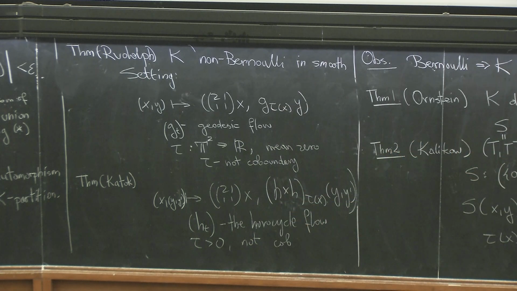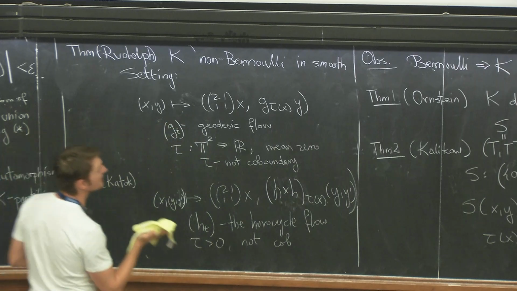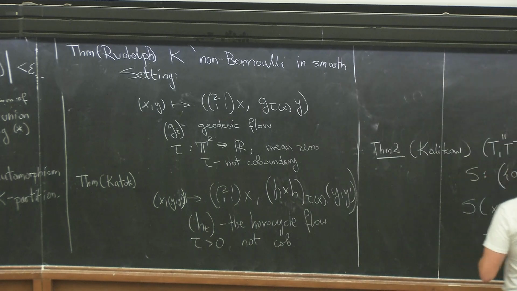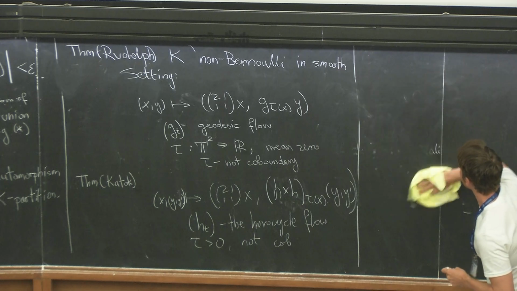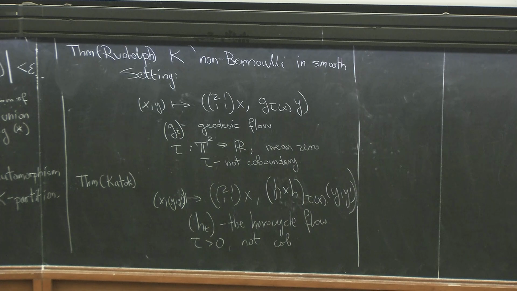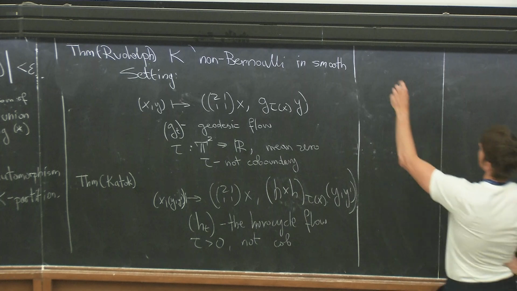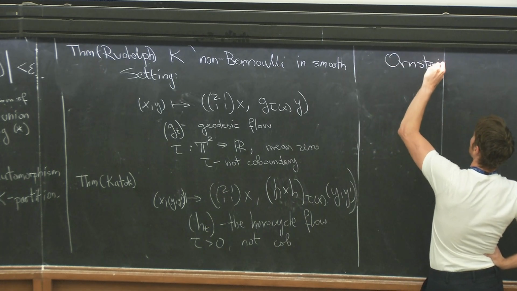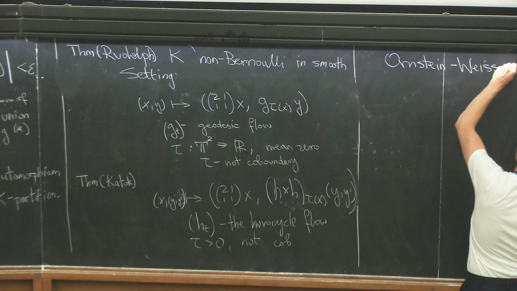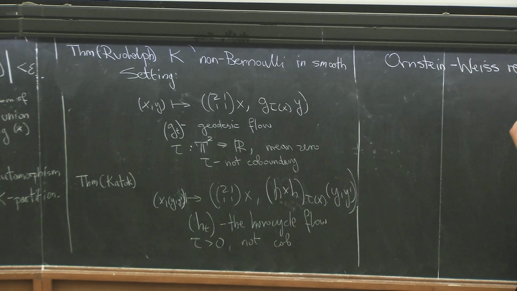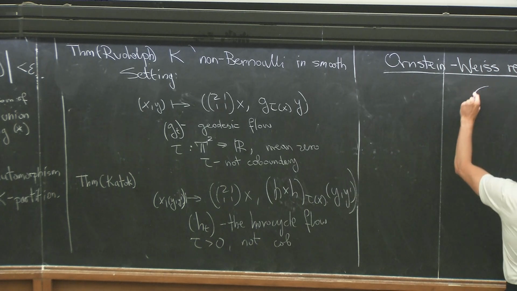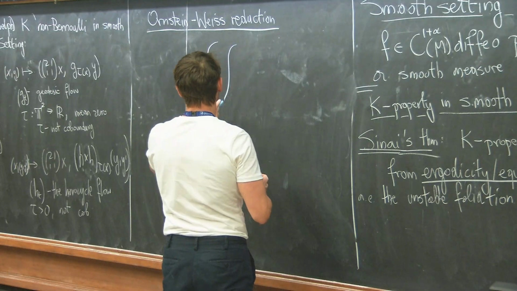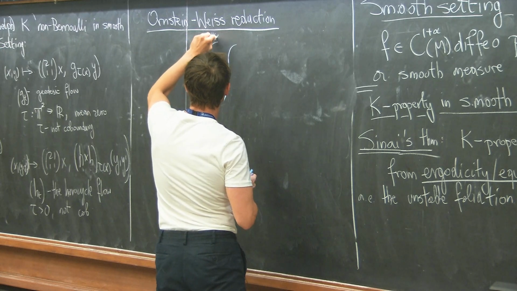Okay, but then if you want to talk about Bernoulli, again, in the interest of time, maybe I'll just draw you a picture of what you need to do. So maybe I'll erase this. K means I take a single unstable leaf and I need to show it equidistributes. Now Bernoulli, there is something that I will not be able to discuss too much, Ornstein-Weiss reduction, which now tells you something maybe different. So now you take two unstable pieces that are close, say W^u(x) and W^u(x prime).